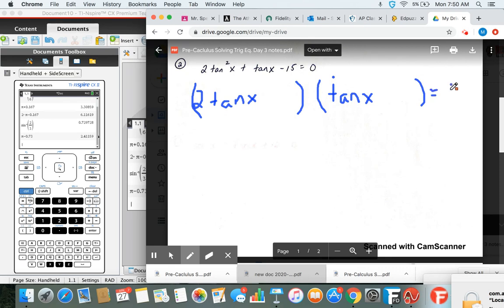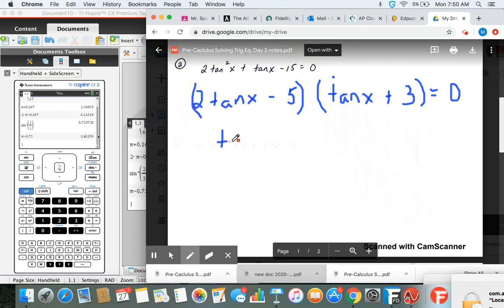Now, 15 isn't prime, but I got to think of factors of 15 that are going to satisfy this. And it's going to be 5 and 3. And this is just guess and check. You might have to write some of this down, go off to the side. But I know that 2 times 3 is 6, and that's going to have to be positive. And negative 5 times 1. And 6 minus 5, that'll give me the middle term here that we need.